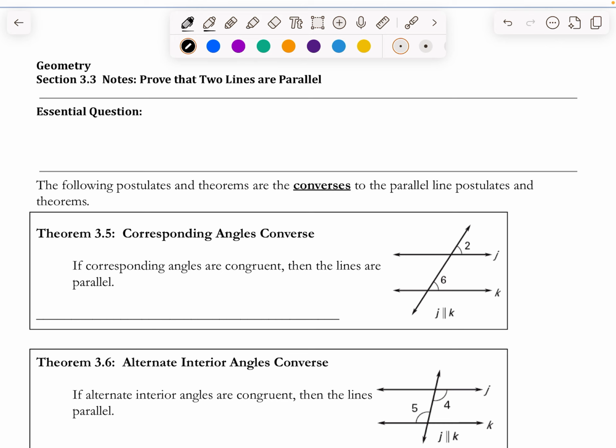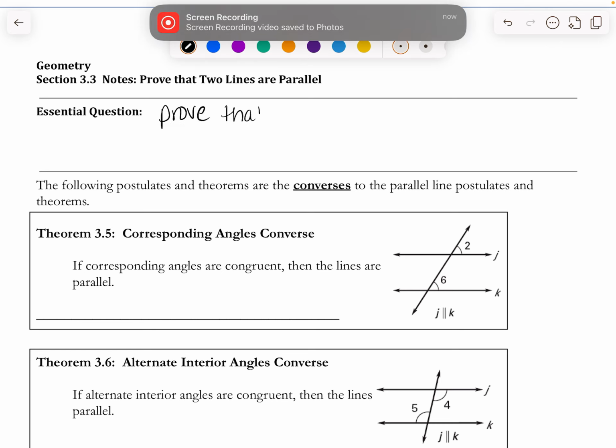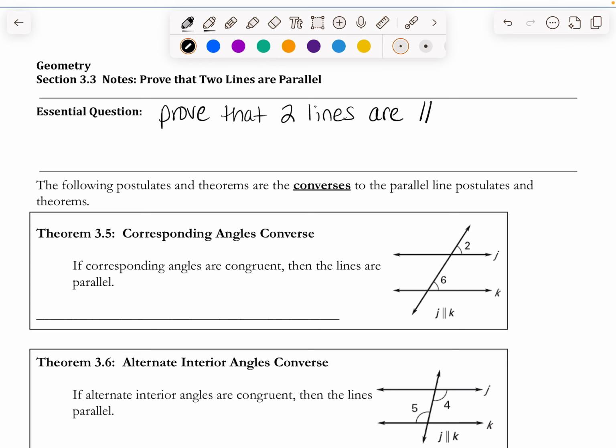So today we're doing 3.3 and we're going to prove that two lines are parallel. So that's our goal, to prove that two lines are parallel. All right, and today we're learning about the converse of the theorems that we learned back in 3.2.